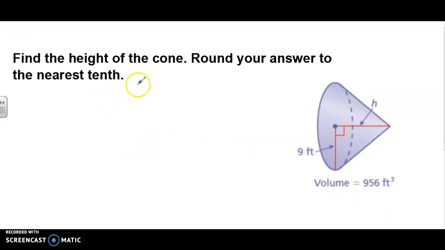Now it says find the height of the cone, round your answer to the nearest tenth. So now they're giving me the volume. Looks like they're giving me the radius, and I need the height. So let's remember again that the volume is pi r squared h, but since it's a cone, it's 1/3 in front. That's what the volume equals. So let's replace what we have. We have 956 is the volume.